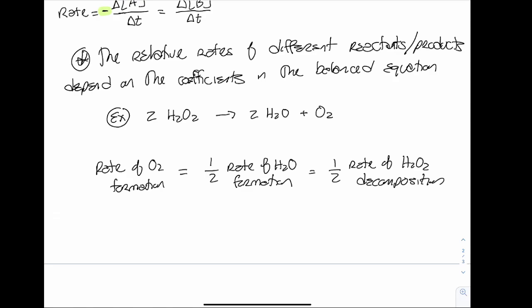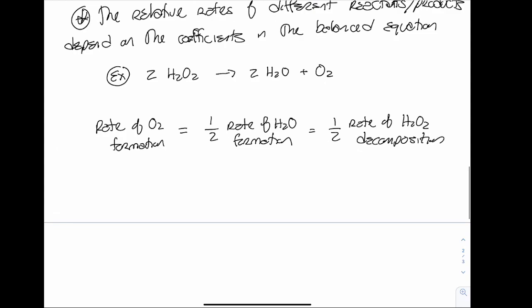If I had, let's say, 5 oxygens, it would be 1/5 oxygen is going to be equal to 1/2 water. Whatever those coefficients are going to actually end up in our denominator. And I'll write that down here in a minute.